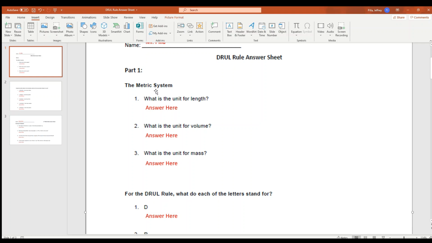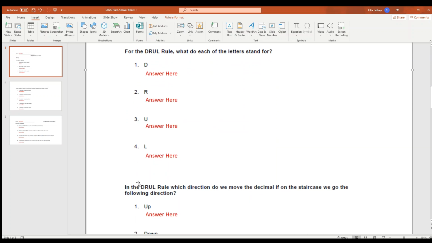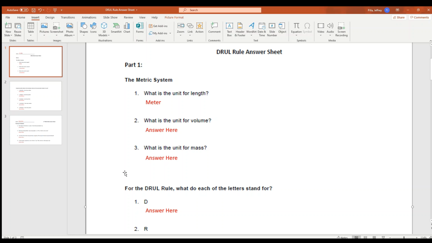Part 1 says the metric system. Alright? The first question's asking, what is the unit for length? So there's really no math or anything involved here. We just need to know what the unit for length is in the metric system, and that unit for length is meter, okay? A lot of this, at least on the first page here, the entire first page, all this information can be found in your notes, so this really shouldn't take long to go through, alright?